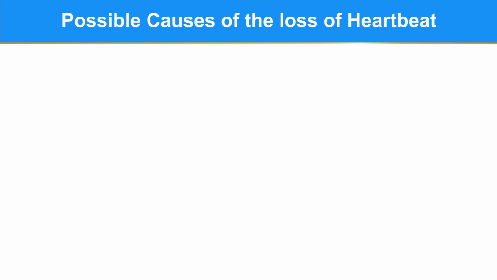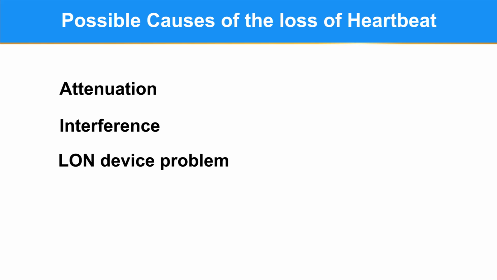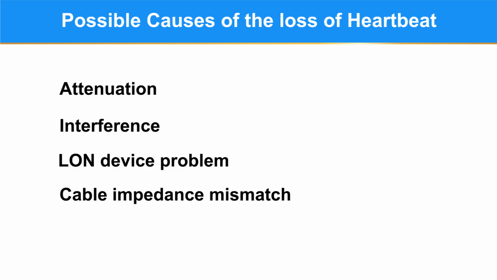The possible causes for the loss of heartbeat are attenuation of the heartbeat as it travels through the network. The loss of the heartbeat could be because of interference. This is where electrical noise from something outside the LON network is being coupled onto the LON network and is distorting the heartbeat beyond recognition. The loss of heartbeat could simply be from a defective device. And the last cause covered in this video is impedance mismatches on the LON network. The symptom of this problem is similar to interference, as an impedance mismatch causes reflections on the network that can clash with communications, distorting them beyond recognition.